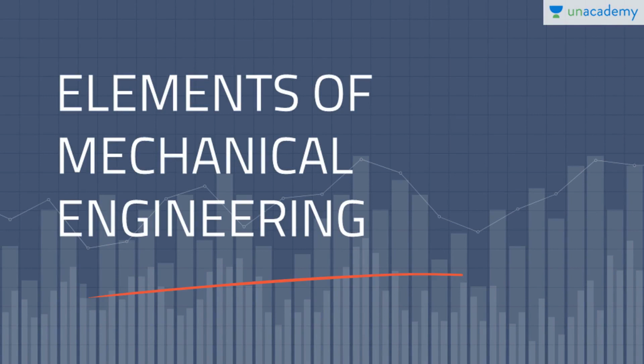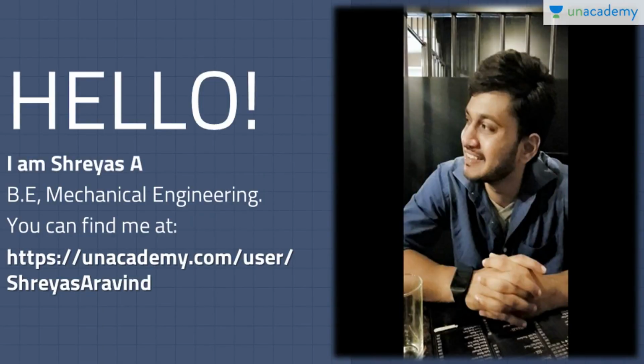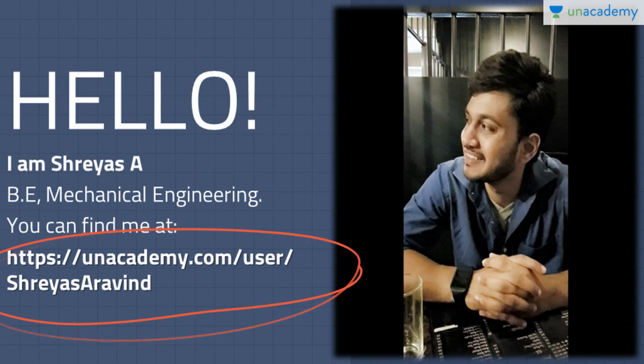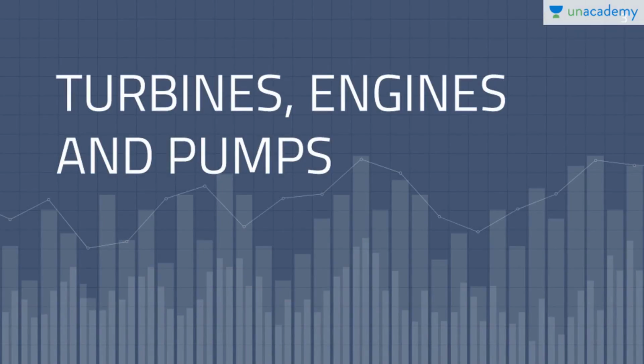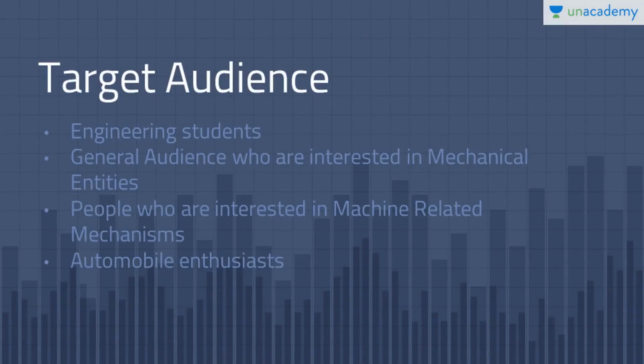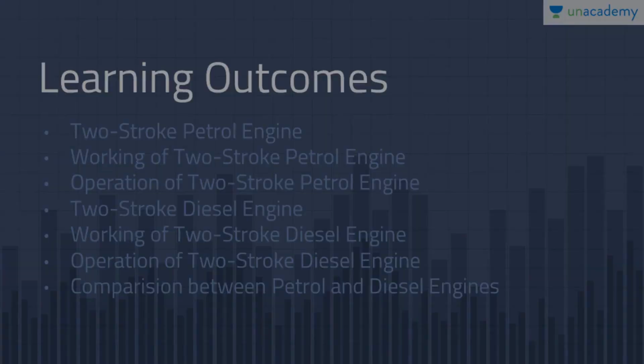So guys, welcome back. Let's move on with our course, Elements of Mechanical Engineering. Given my introduction already, please do find me on the Unacademy user platform, which is mentioned over here. Turbines, engines and pumps is the course which we will be looking at, and the lessons will be pertaining to this course itself. The target audience for this slide will be engineering students, general audience who are interested in mechanical entities, people who are interested in machine related mechanisms, and automobile enthusiasts.